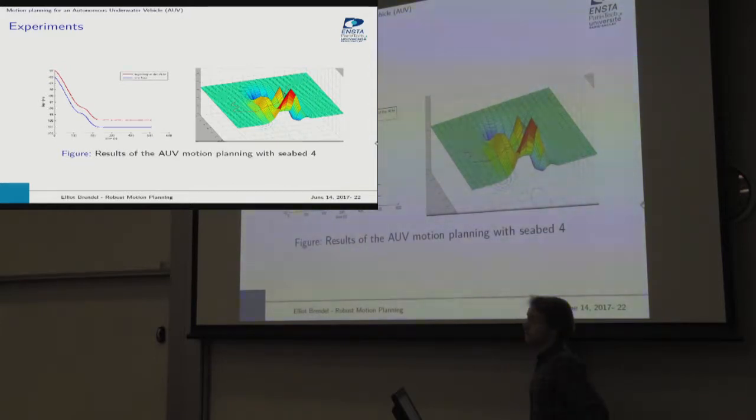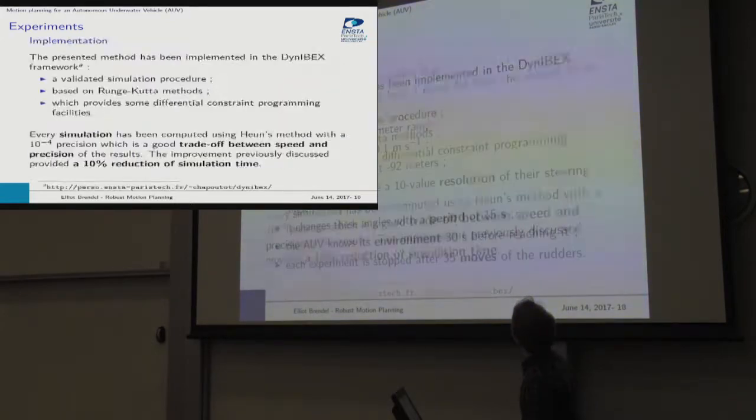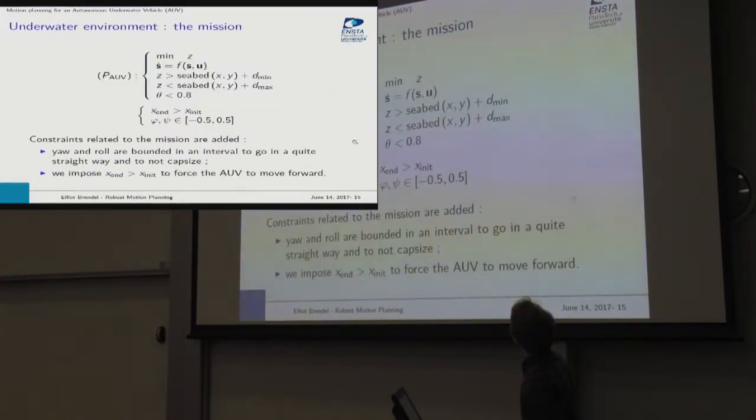You said there are also some small oscillations in the vertical plane, but you are talking about the trajectory on the horizontal plane. Yes. That's because the only constraint once we reach the flat part of the seabed is this one, its end bigger than its init.